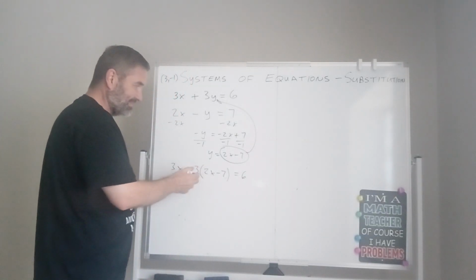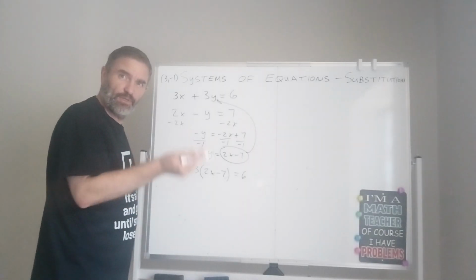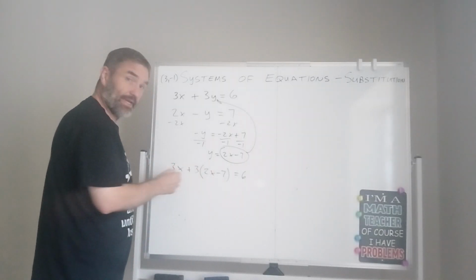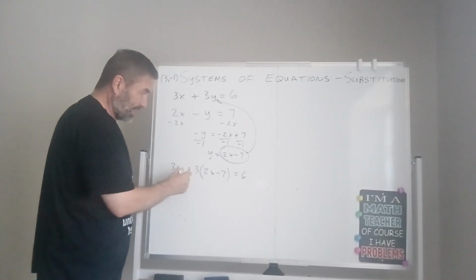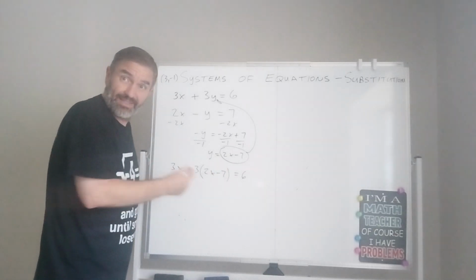Now, stuff comes back. I have to simplify this side of the equation. Interesting thing, you'll notice, how many variables do I have? I have x. It's in 2 places, yes, but it counts as one variable. See, the y is now gone. When I have one variable here, I can solve now.